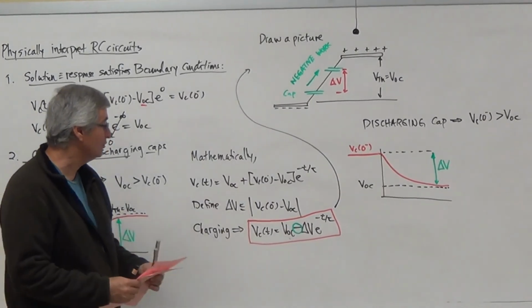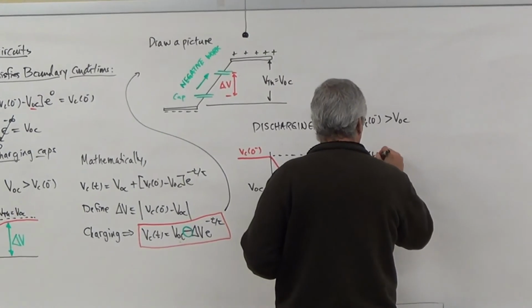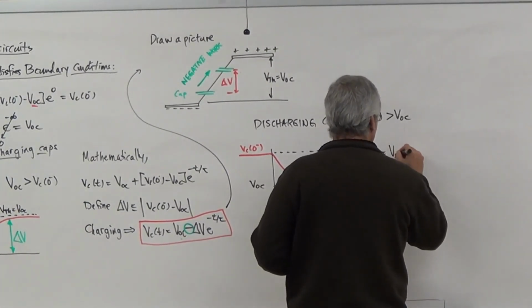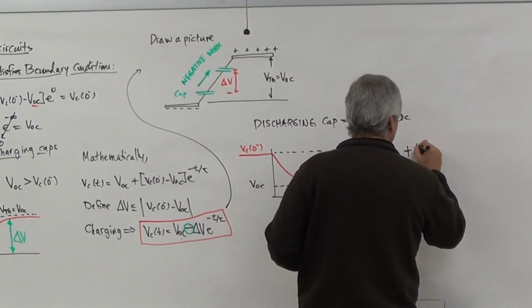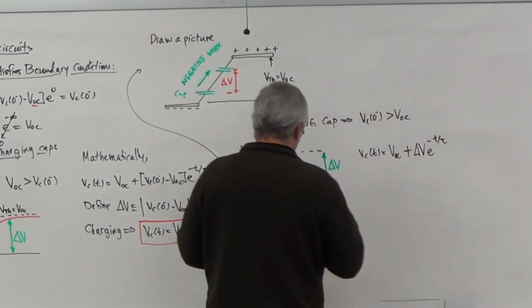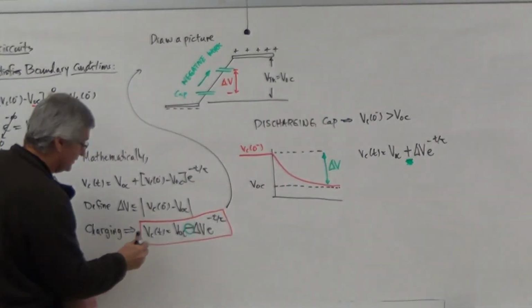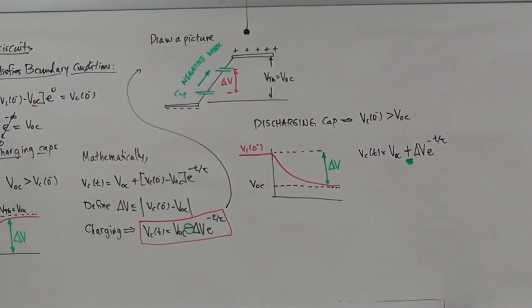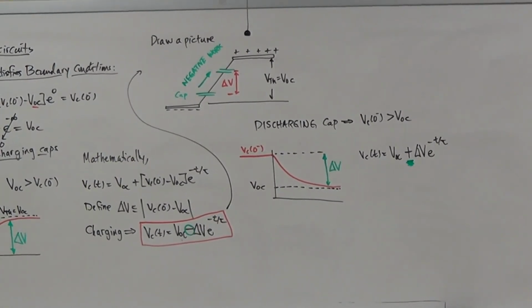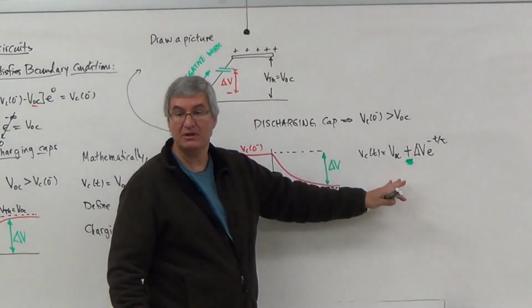So when I write the solution for this thing, we can see here is that VC of t, I'm going to get VOC plus delta V e to the minus t over tau. So the big number here is that plus sign. The big number here is that minus sign. Okay? And so the question is, why is this thing plus?